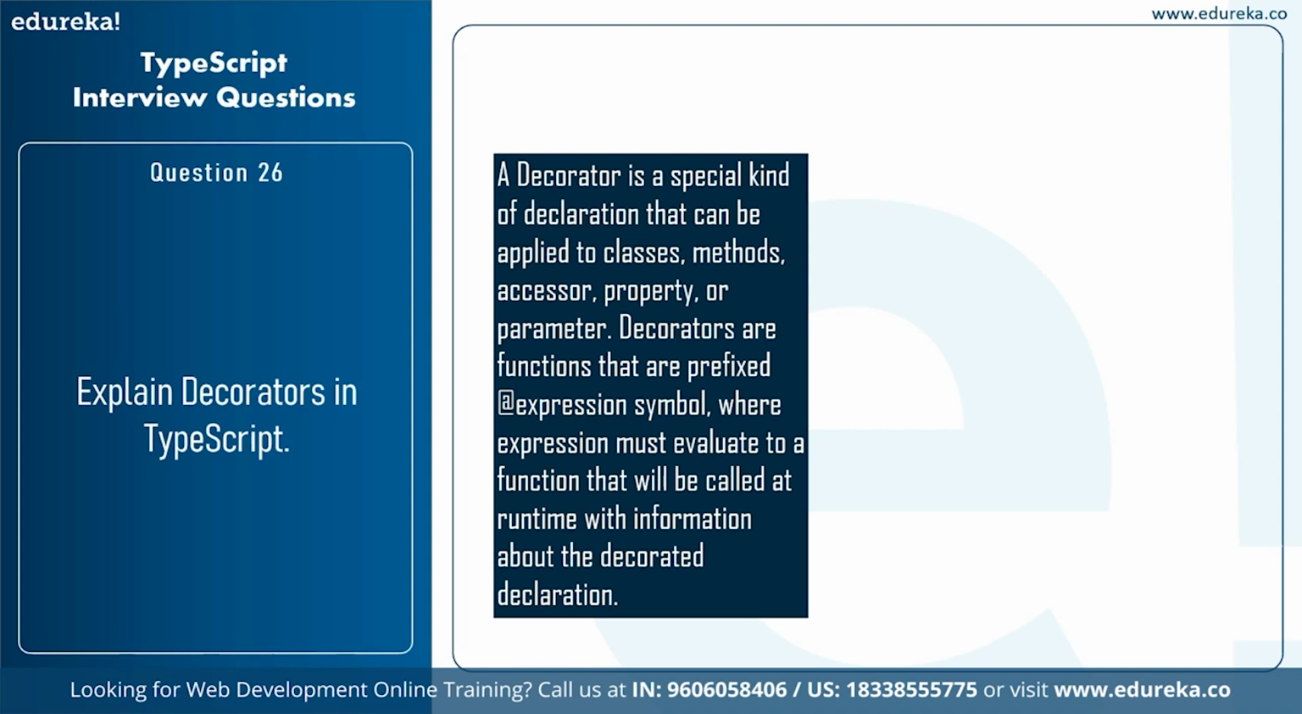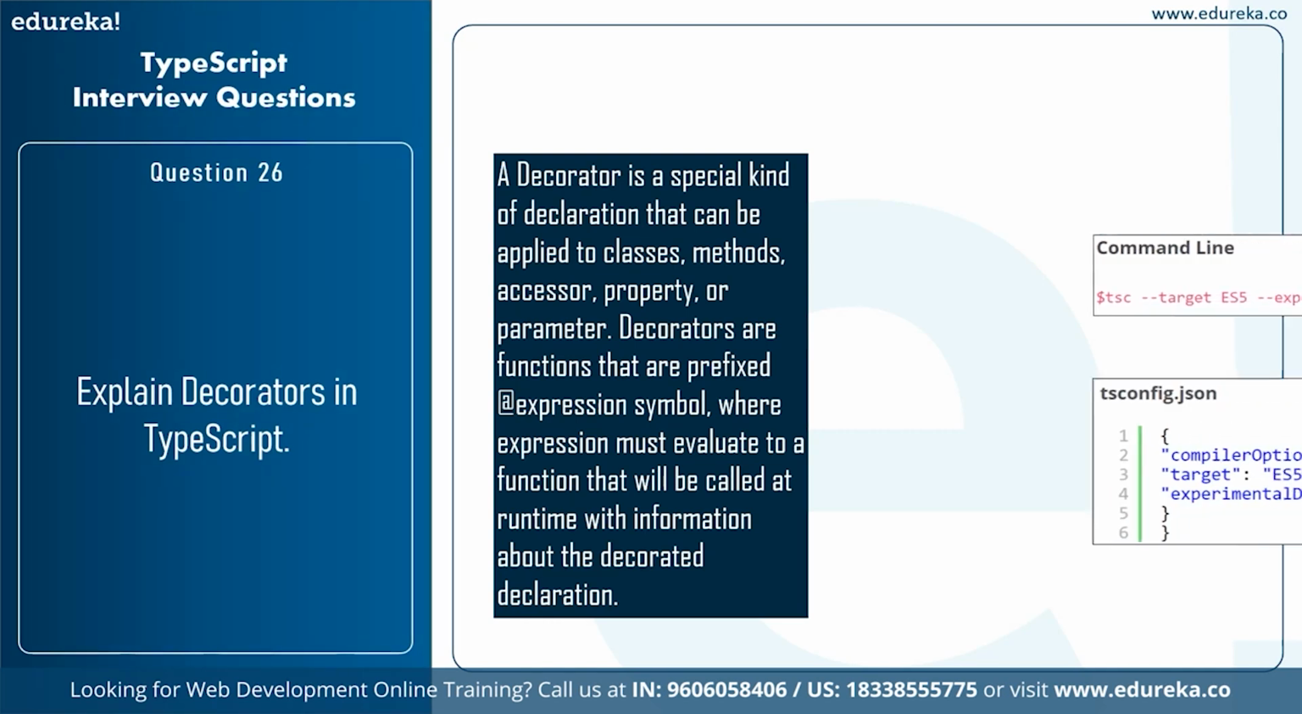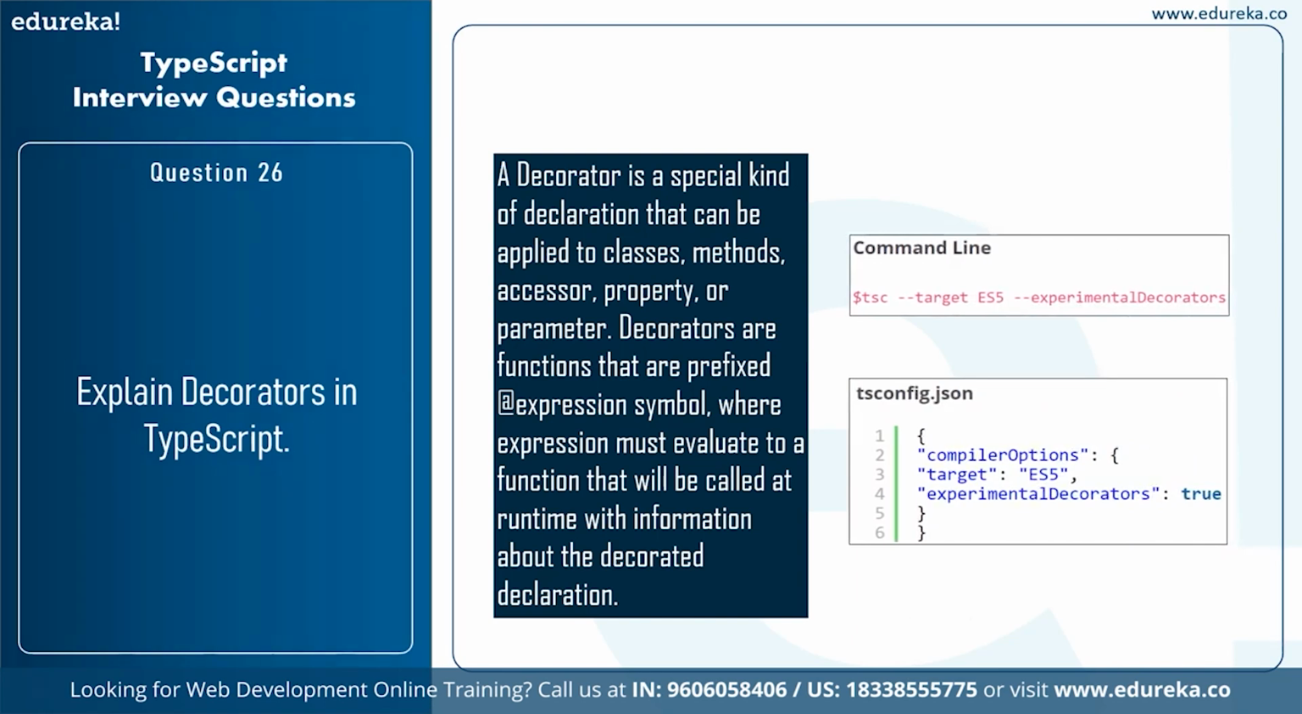To enable experimental support for decorators, you need to enable the experimentalDecorators compiler option either on the command line or in the tsconfig.json. Now, for the command line, you can write it as $ tsc, then --target ES5 and --experimentalDecorators. But while working with tsconfig.json, you have to just write compilerOptions, then your target as ES5 and experimentalDecorators to be true. So these are the two different ways of declaring the decorators in TypeScript. One is in the command line and one using the tsconfig.json.